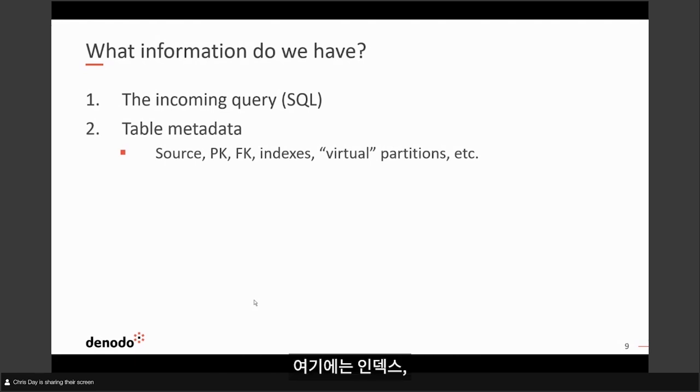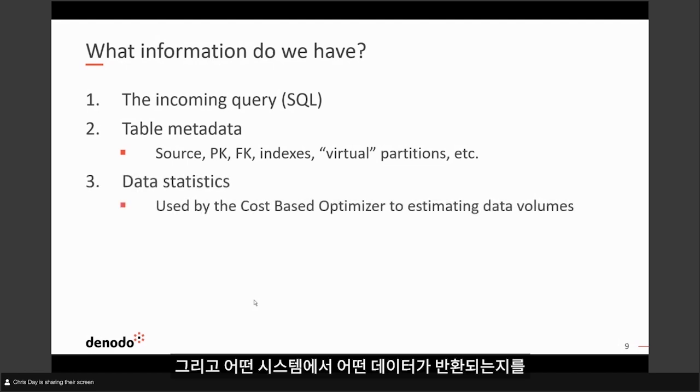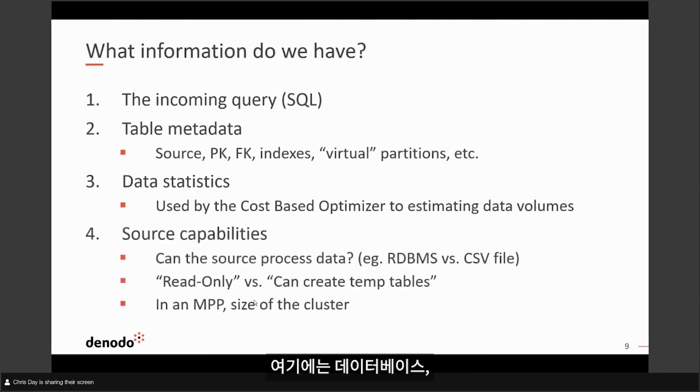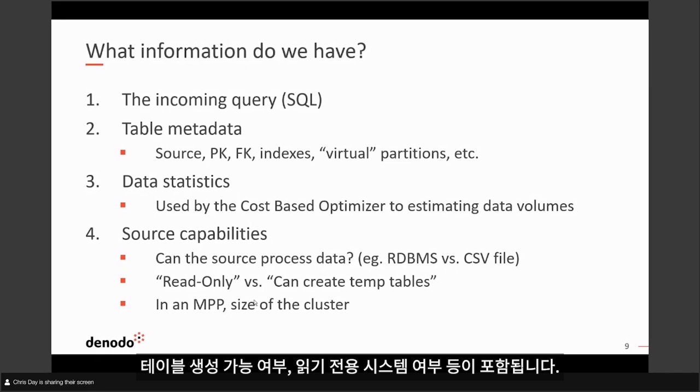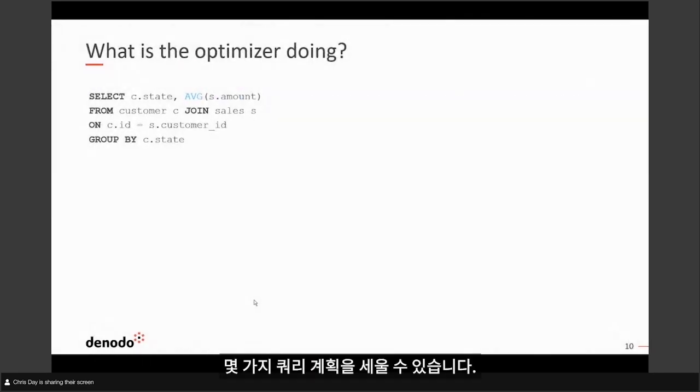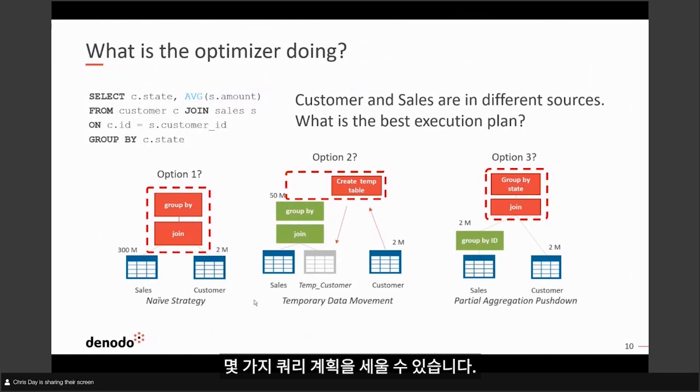Do we have indexes? Is the data partitioned? What are the relationships between the different data sets that we know about? Can we make estimations around what data is going to come back from what system? What are these systems? Are they databases? Are they flat files? Can we create tables, or are they read-only systems? We take all of this data and put it together and come up with some query plans.